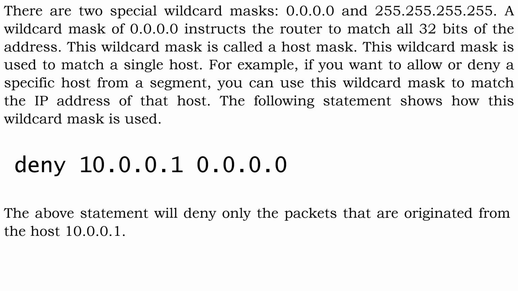There are two special wildcard masks, 0.0.0.0 and 255.255.255.255. A wildcard mask of 0.0.0.0 instructs the router to match all 32 bits of the address. This wildcard mask is called a host mask. This wildcard mask is used to match a single host. For example, if you want to allow or deny a specific host from a segment, you can use this wildcard mask to match the IP address of that host. The following statement shows how this wildcard mask is used. The above statement will deny only the packets that are originated from the host 10.0.0.1.